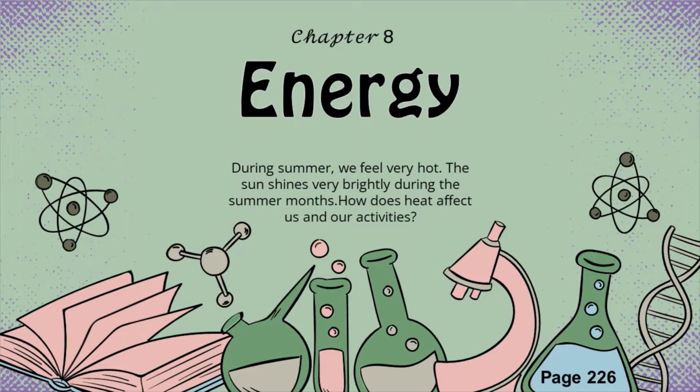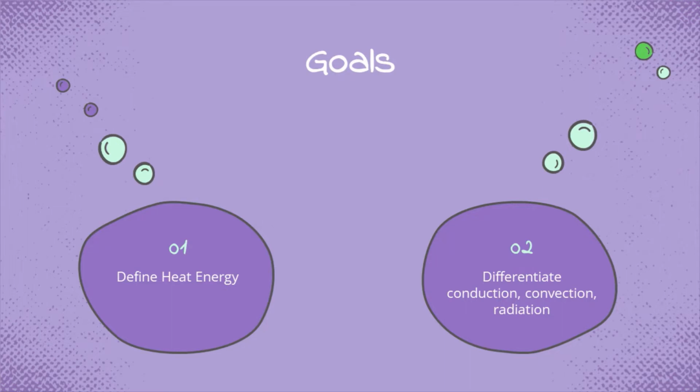So, today we're gonna talk about energy. Yes, energy. During summer, we feel very hot. The sun shines very brightly during the summer months. How does heat affect us and our activities? So, this lesson or discussion is found in your book, page 226. In this lesson, you're going to define heat energy and also differentiate conduction, convection, and radiation.